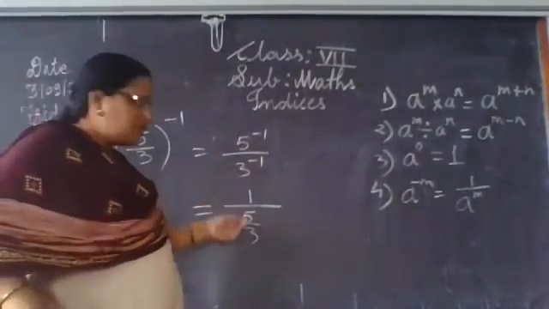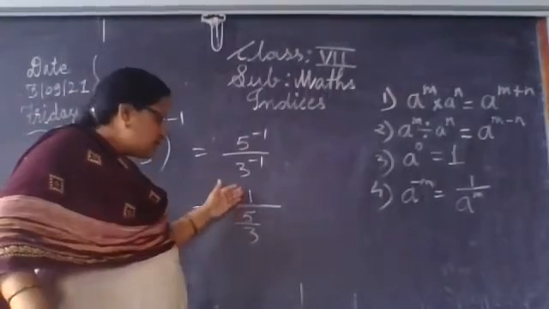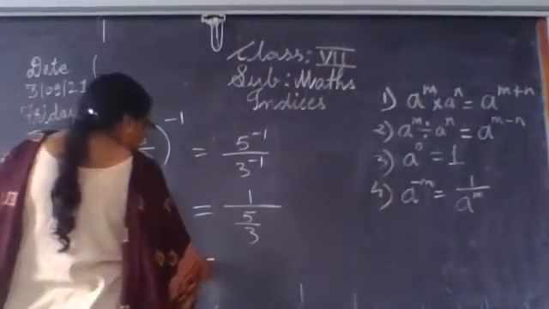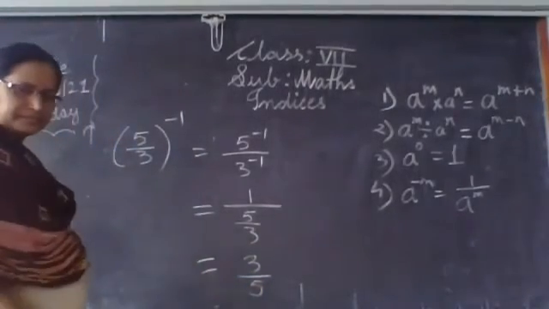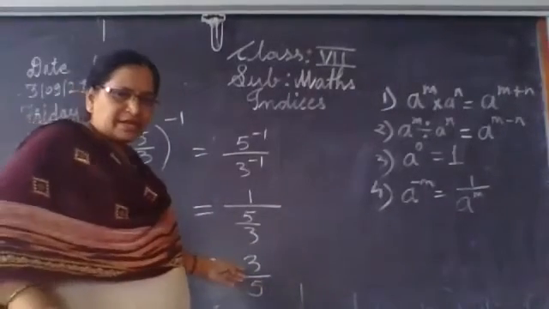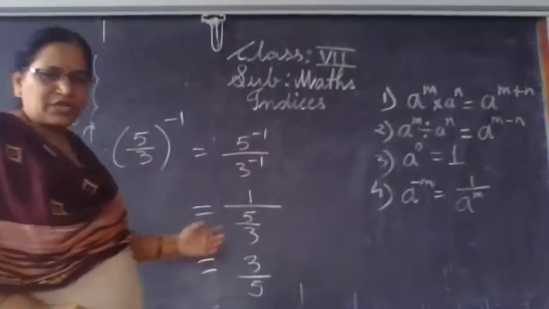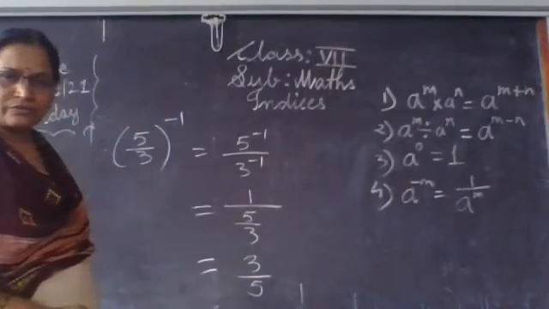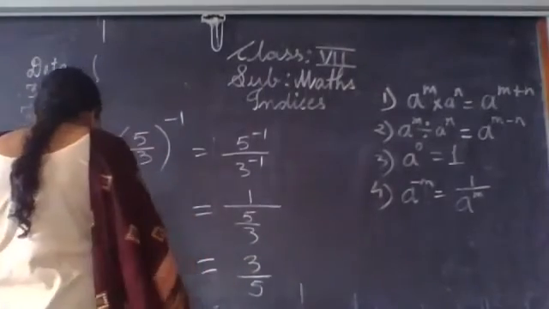See, when it comes in the denominator, the power becomes positive. But here, what is the meaning of this? Here is the division of the division. So it is 3 upon 5. So here we will take the reciprocal of this. 5 upon 3 becomes 3 upon 5, and the power is positive. Got it, children? So see the next question, children.